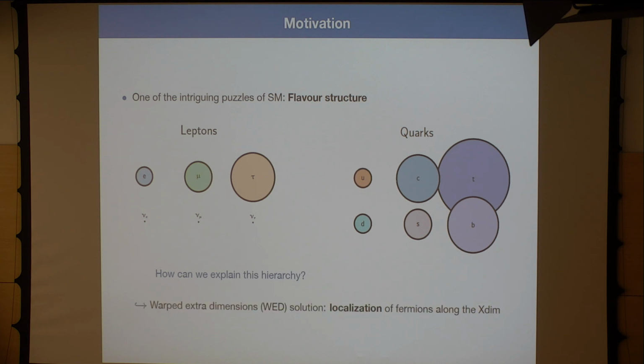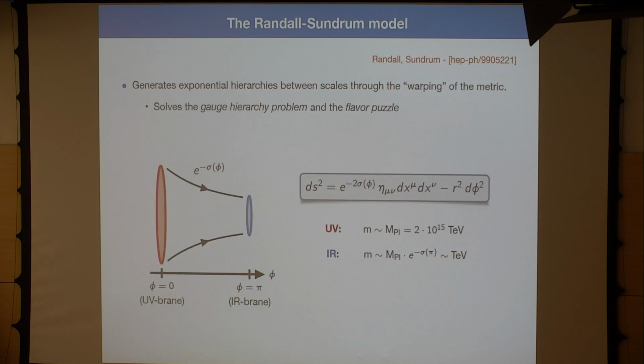In warped extra dimensions, this is solved by the localization of the fermions along the extra dimension. But let me tell you first what warped extra dimensions are. Warped extra dimensions were introduced by Randall and Sundrum in 1999, and were first introduced to solve the hierarchy problem. But you could also solve the flavor puzzle there, as I'm going to show on the next slide. But okay, what are warped extra dimensions?